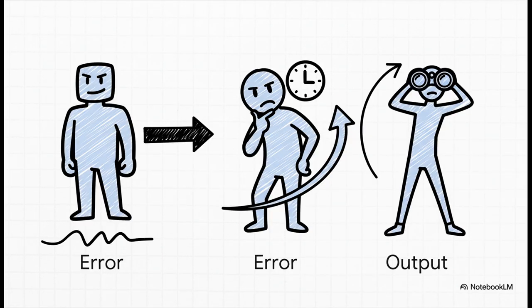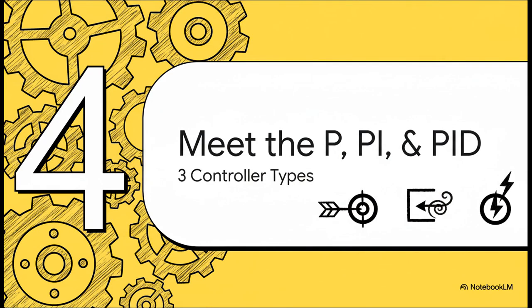But here's the thing. How a controller decides to react isn't always the same. There are different strategies, or as I like to think of them, different personalities that determine how it responds to any given error. So let's meet the three main characters in the world of control theory: the proportional, the proportional integral, and the proportional integral derivative controllers. You'll just hear them called P, PI, and PID.